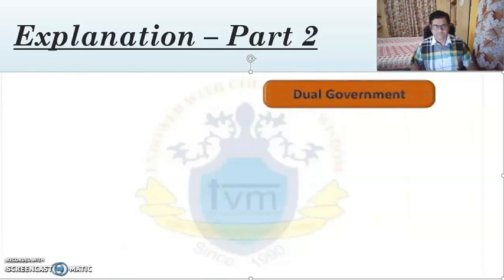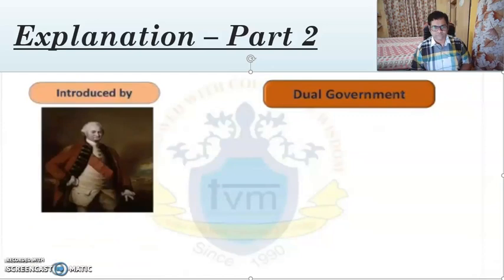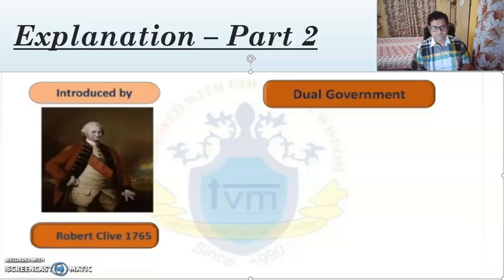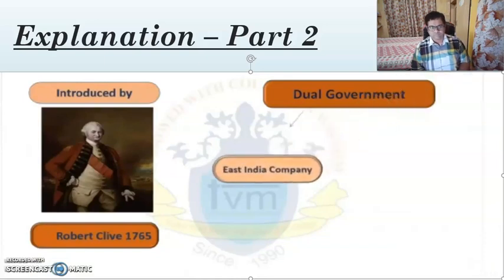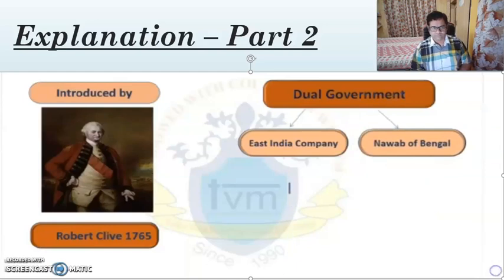Dual means double or twofold. So dual government means double system of administration. It was introduced by Robert Clive in 1765 in Bengal. Under this dual government, the administration of Bengal was divided between East India Company and Nawab of Bengal. East India Company took over Diwani and Nizamat was under Nawab.